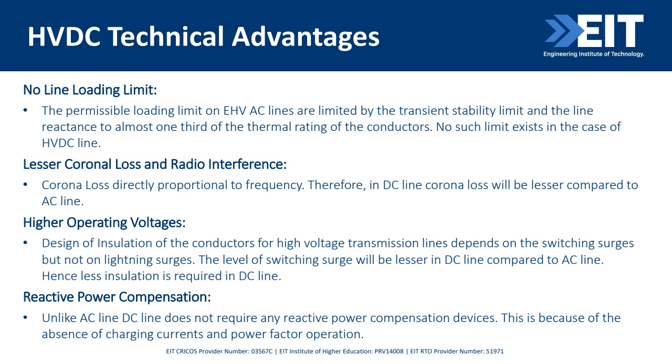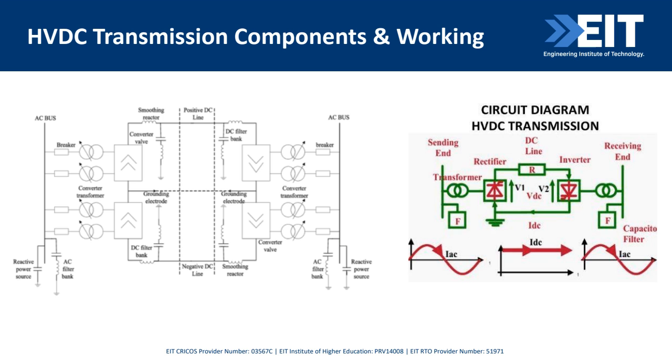Similarly, reactive power compensation is another important factor, where AC will require a lot of reactive power in some cases because of the power factor. A DC line does not require reactive power compensation devices because there is no charging current and power factor operation in DC. Power factor is only applicable to AC systems.